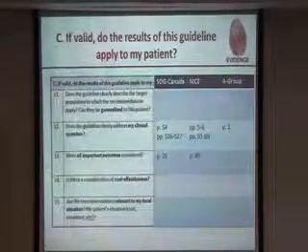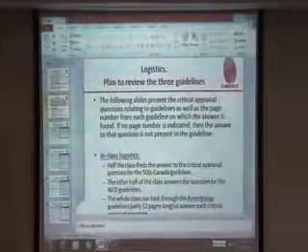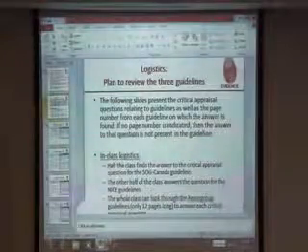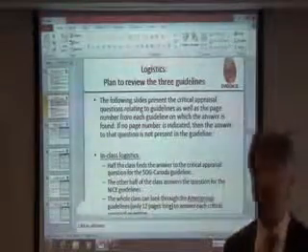Okay, I think this was the last question. Let's see. Yes, so let's see where we are. We are 10 minutes early. Any comment?